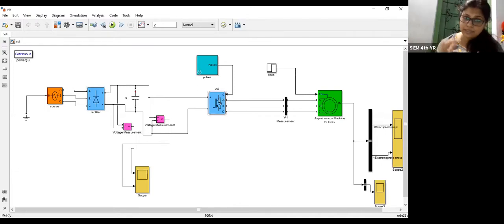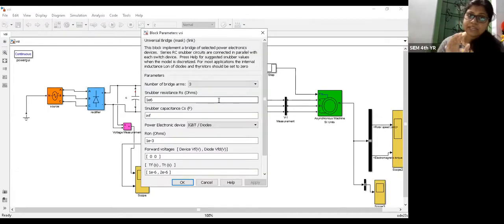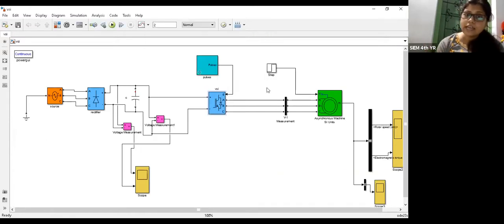If you click it, you can see that the number of bridge arms is 3. Okay. So there are 3 arms, and in 3 arms, there are 6 MOSFETs. Fine. So the output of this voltage source inverter is fed to a VI measurement block, so that we can measure the phase-to-phase voltage and the current of the inverter.